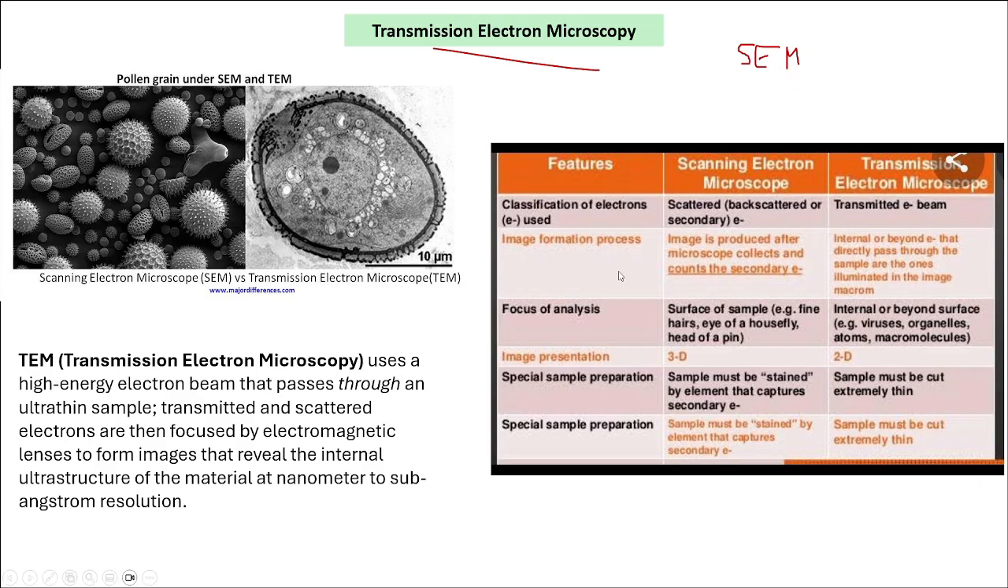So how is this different from scanning electron microscopy? Transmission electron microscopy uses a high energy electron beam that passes through an ultra thin sample. Transmitted and scattered electrons are then focused by electromagnetic lenses to form images that reveal the internal ultrastructure of the material at nanometer to sub-angstrom resolution.